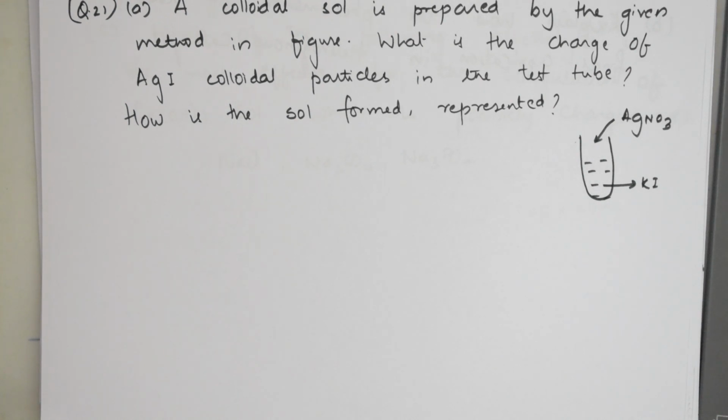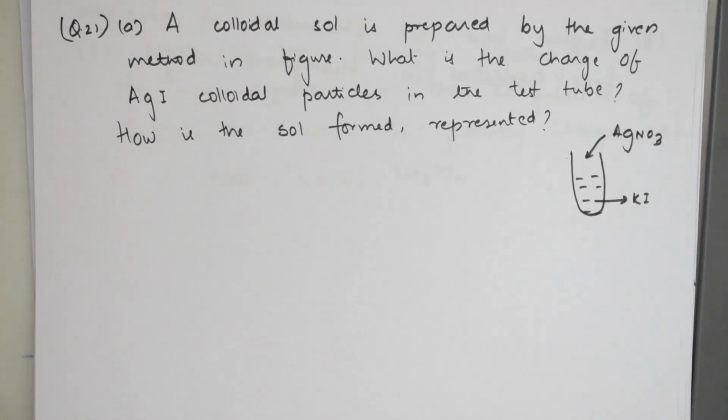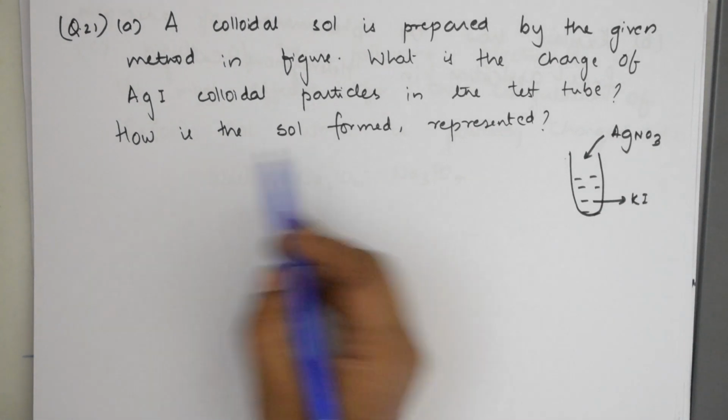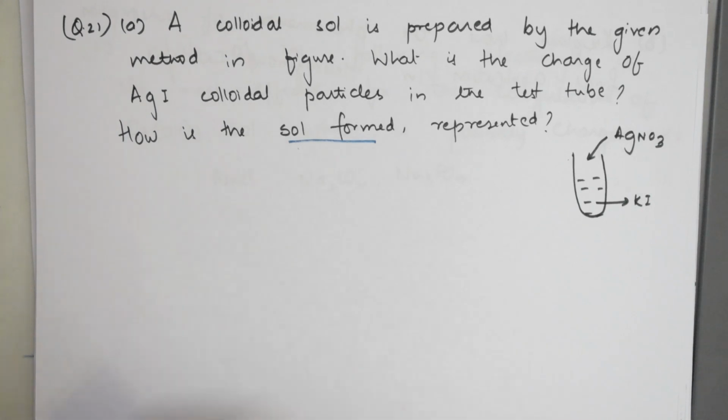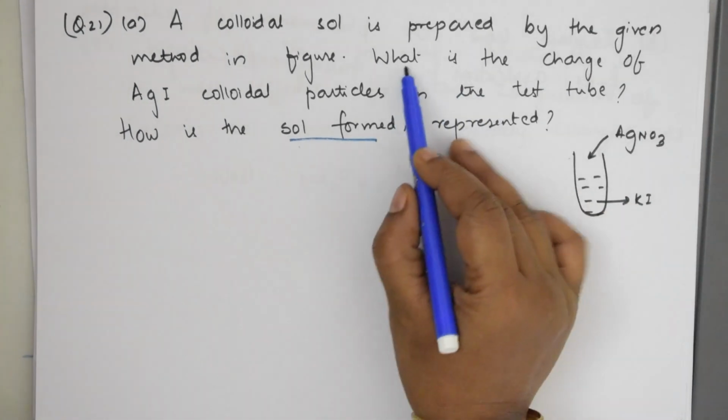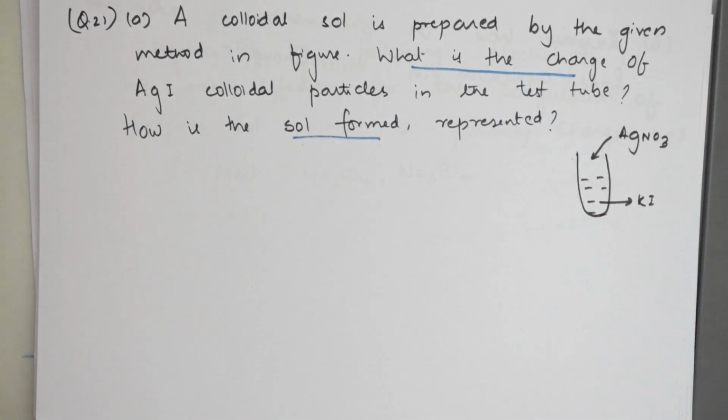First of all, a colloidal sol. You have to remember one important thing. They've given you what is combining. Because they have asked us how the sol is formed, you have to write the reaction, and they ask what the charge is. Both the things you have to remember.